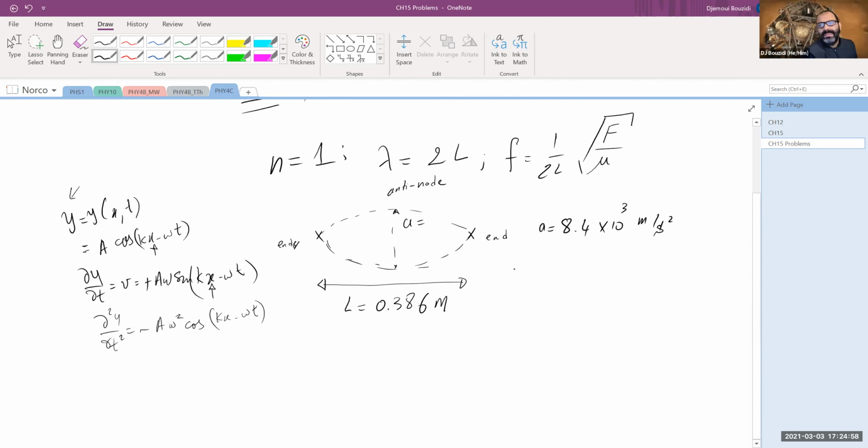If you're curious about this number they gave us, this is not the instantaneous acceleration. This is not the acceleration at a given point in time. They said the maximum. If I read the problem again, the maximum transverse acceleration. So this is the maximum value, which is this number.